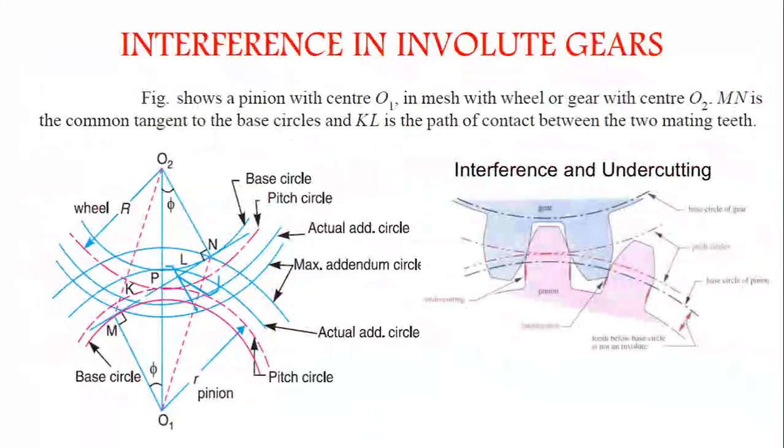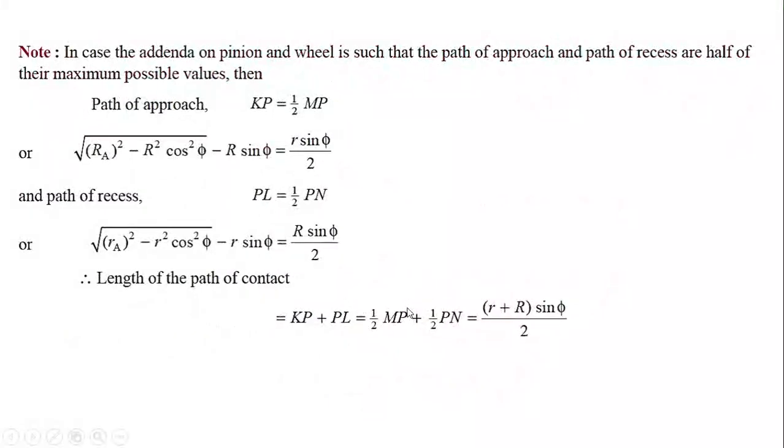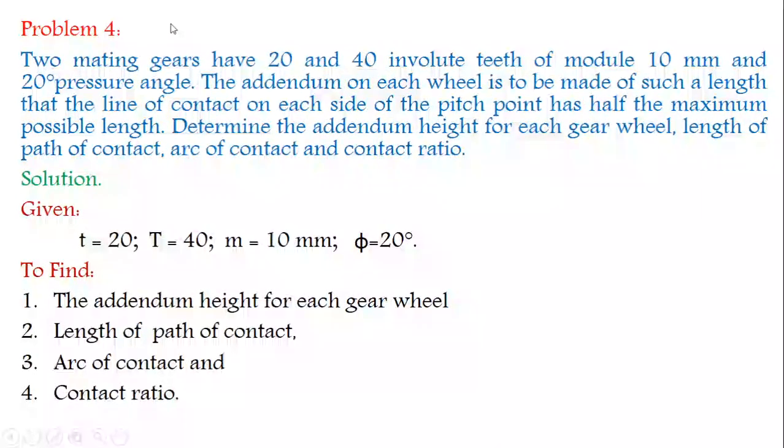Interference of the inverted case. Using this formula, we will solve one tutorial problem. Let's see the problem, problem number 4. Two mating gears having 20 and 40 inverted teeth of module 10 millimeter and 20-degree pressure angle. The addendum on each wheel is to be made of such a length that the line of contact on each side of the pitch point has half the maximum possible length.